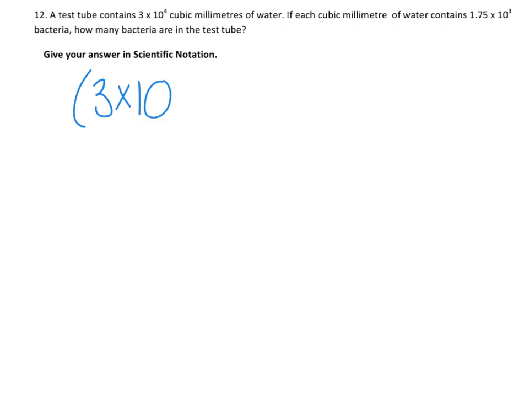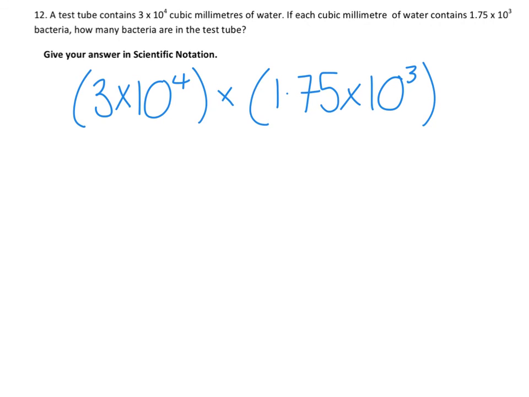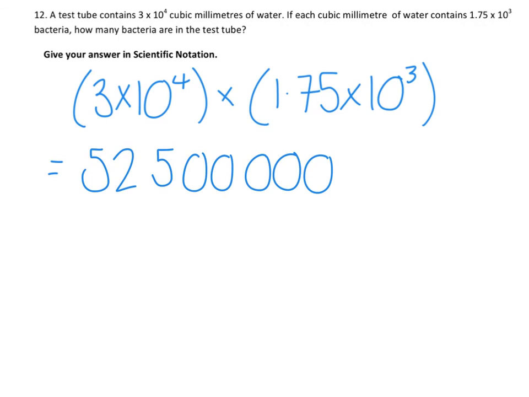So 3 times 10 to the power of 4 multiplied by 1.75 times 10 to the power of 3. So we can easily do that on our calculator, which then gives us an answer of 52,500,000. The question asks us to give our answer in scientific notation.